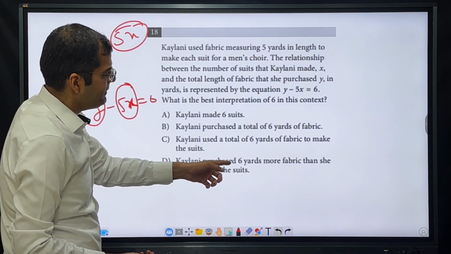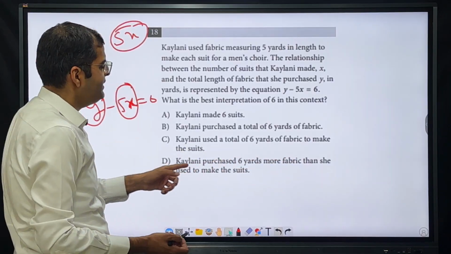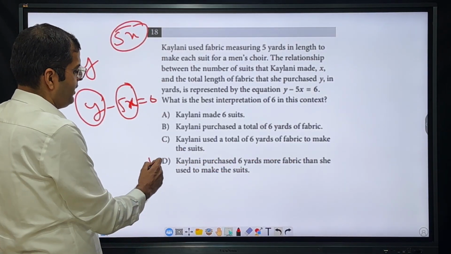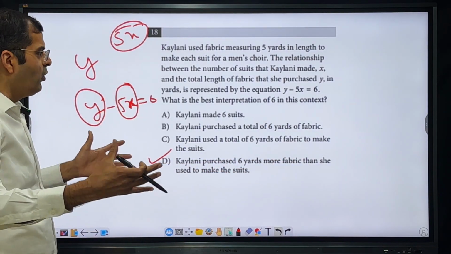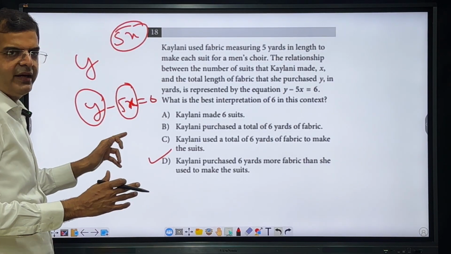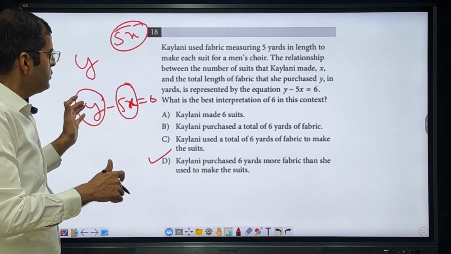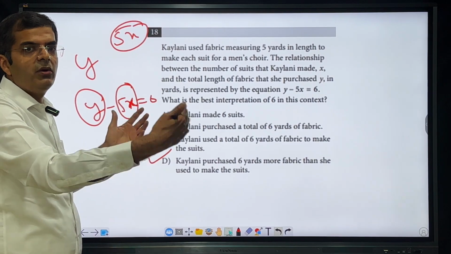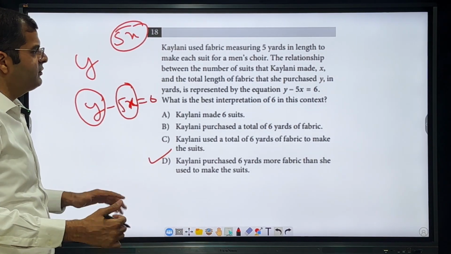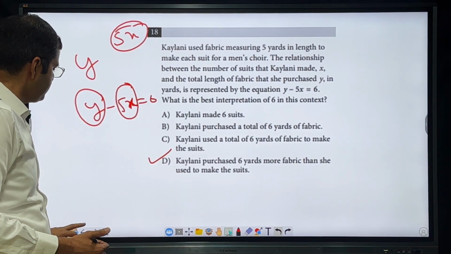It says Kailani purchased 6 yards more fabric than she used to make the suits. This is the one. Because she purchased 6 yards more than what is needed. 5x was needed. She got y. And the difference between them is 6. So she got 6 yards more than what was needed. Okay, so answer option D is correct.